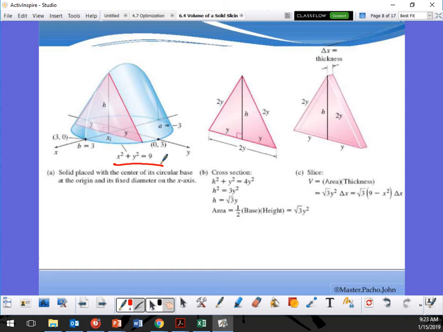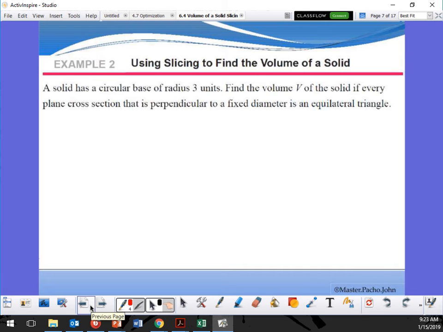Equation of a circle, right? Okay, so I'm going to take that one and go back over here. My equation of the circle was x squared plus y squared equals my radius squared, which is 3 squared, and I get x squared plus y squared equals 9. So that's a start right there, right?